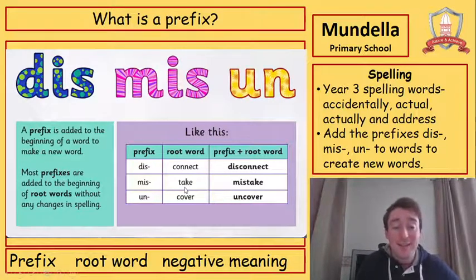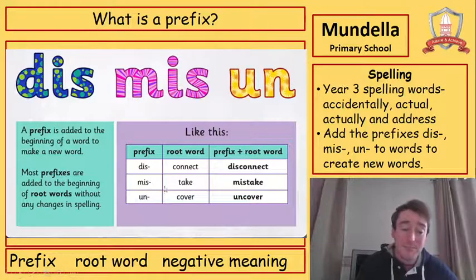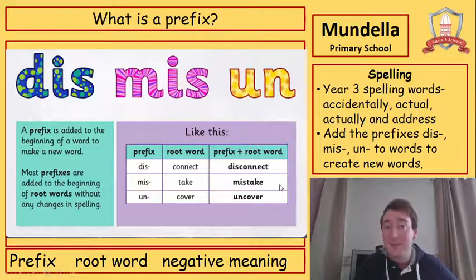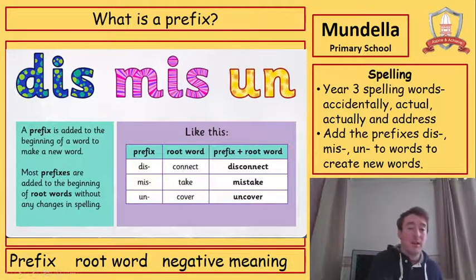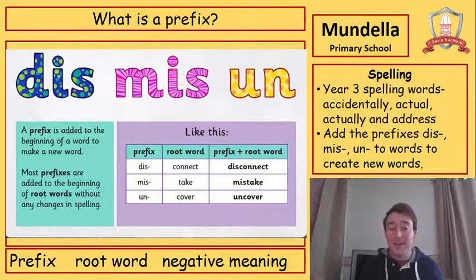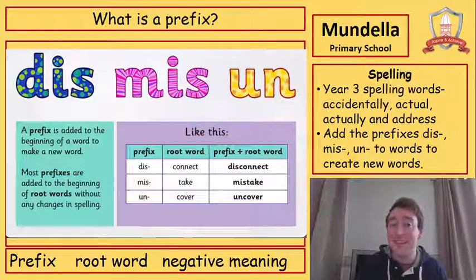Let's have a look at the next one, take. That can become mistake. So that's to do something wrong, isn't it? And then cover, if I put un as my prefix in front of it, well, that changes the meaning too. Because if I cover something and then I uncover it, it's the opposite again. That means that these prefixes all have negative meanings because they change the root word into meaning not or wrong or the opposite of.